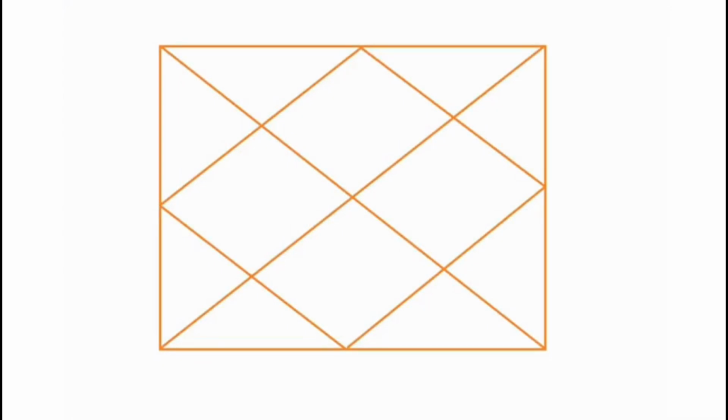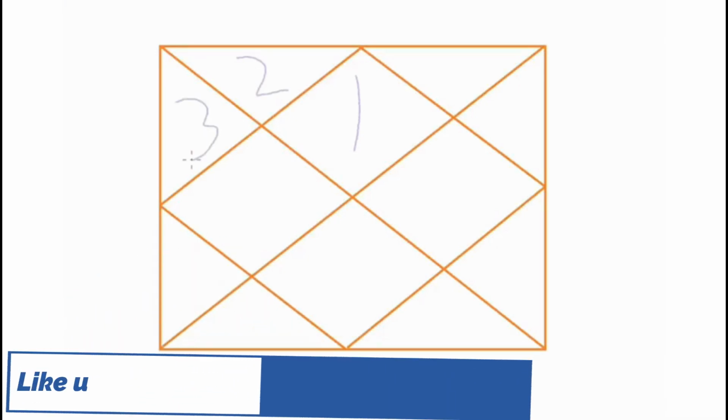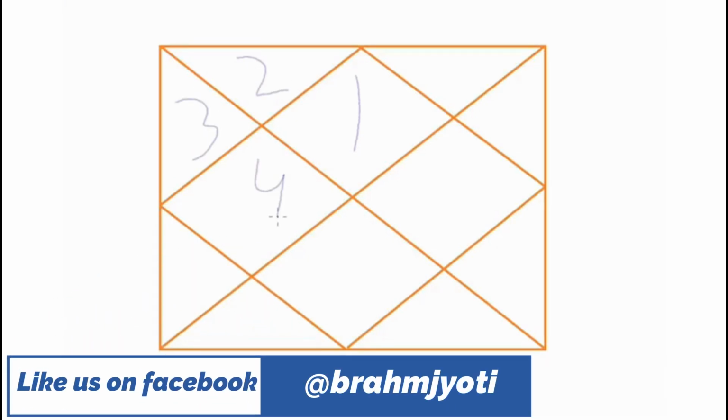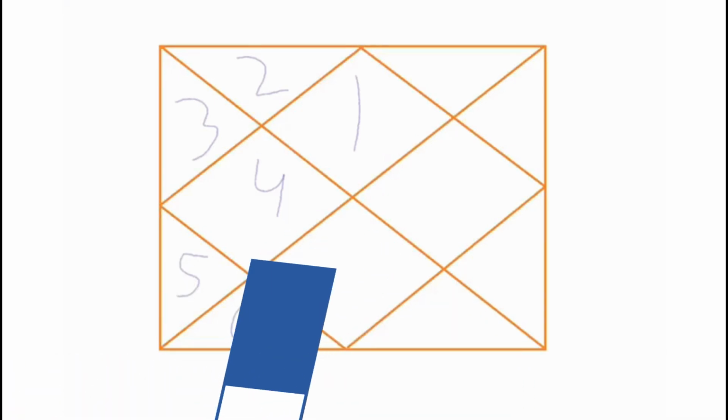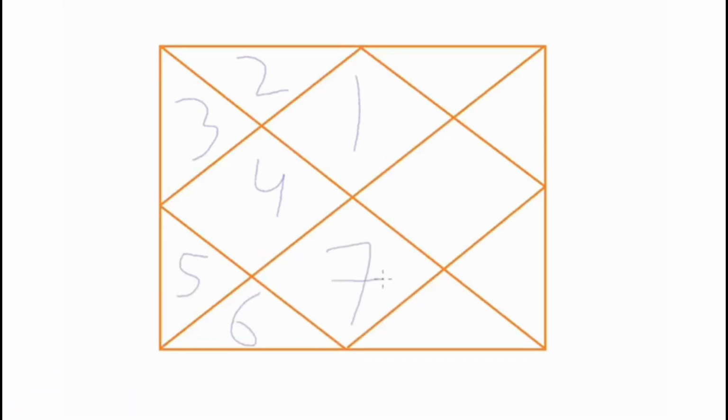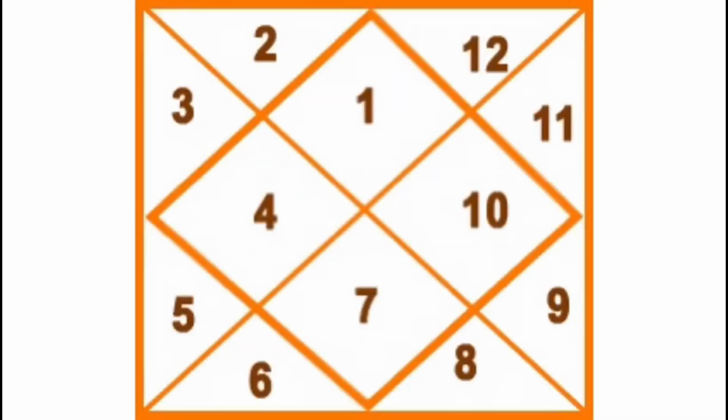Now let's write the sequencing of the houses. First house, second house, third house, fourth house, fifth house, sixth house, this is our seventh house, eighth house, and this is our ninth house. This is the 10th house, this is the 11th, and that's the 12th house. Now as we know the sequence of all the 12 houses in a Kundli, let's move ahead and explore what these 12 houses represent and tell about your Kundli.